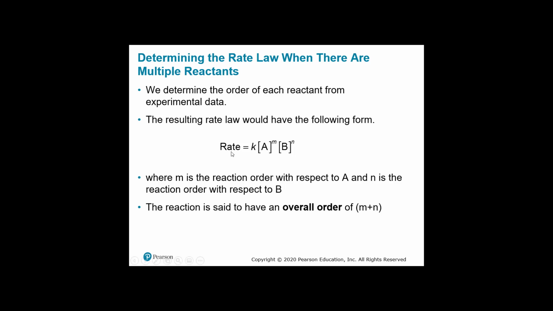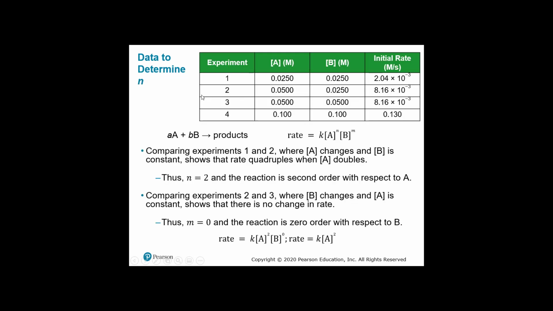So the resulting rate law would have the following form. If it's asking for the rate law, you have the rate, which is equal to the rate constant, and then we have the concentrations raised to m and n. I always mess this up the way I say it. m is the reaction order with respect to A, and n is the reaction order with respect to B. So if I mess that up, I don't mean to. And then there is an overall order where we add m and n together.